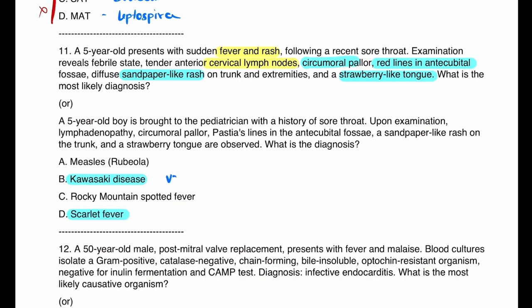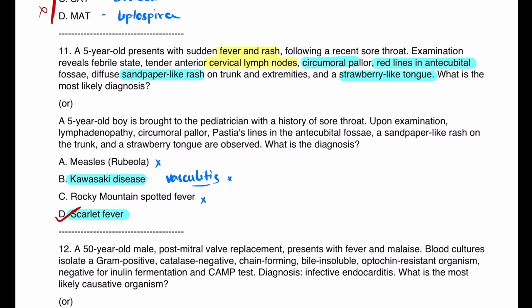Kawasaki is obviously a vasculitis, and there is no relevant history provided here, because in Kawasaki there will be non-purulent conjunctivitis along with reddish swollen limbs. The periphery will be reddish and swollen. There will be lymph nodes, but they won't be tender. There will be a rash, but that rash will be maculopapular. It's not a sandpaper-like rash. Then measles and Rocky Mountain spotted fever are out of the question here. So the answer to this question will be scarlet fever.